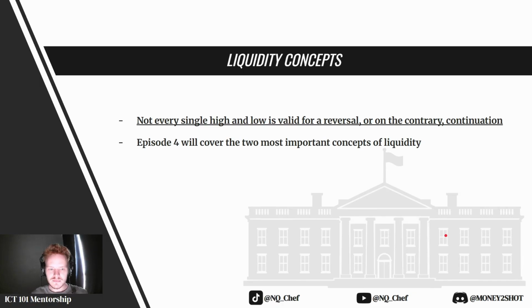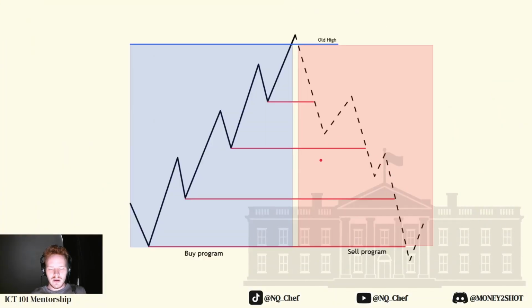Now, not every single high and low is valid for reversal, or on the contrary, continuation. Like I said, just because we took out this low, it doesn't mean we're going to reverse off there, right? Again, this is just a very plain example and ideal scenario.